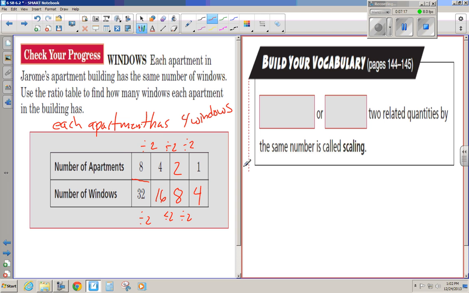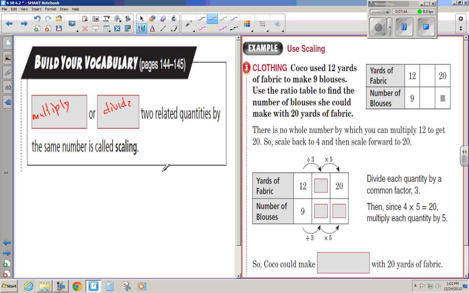All right, next, vocabulary words. Multiplying or dividing 2 related quantities by the same number is called scaling. That means if you have something you multiply or divide by the same number, you're going to get a scale of that number. And that's basically what we had been doing.